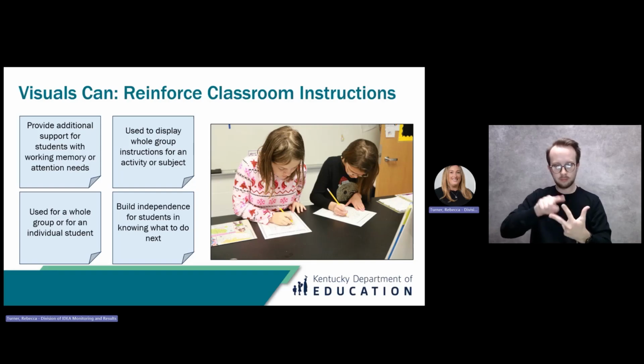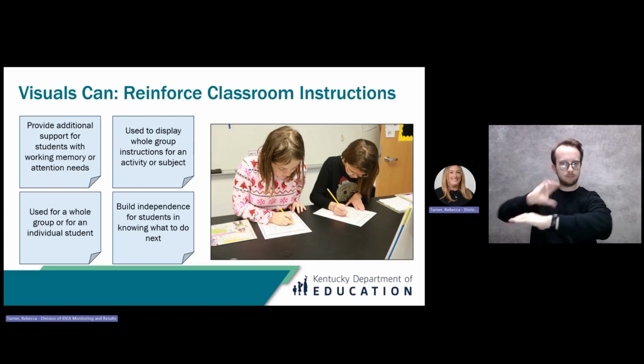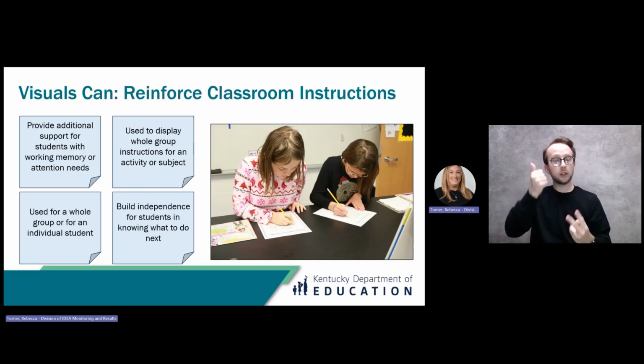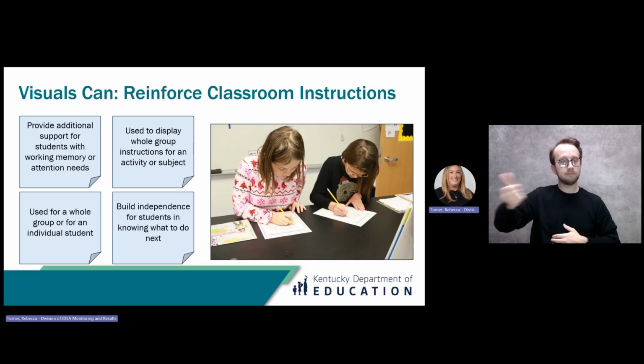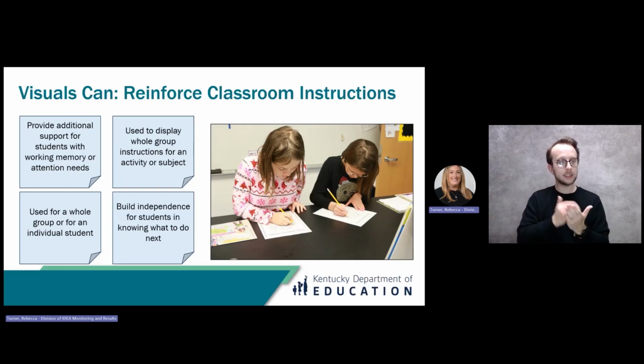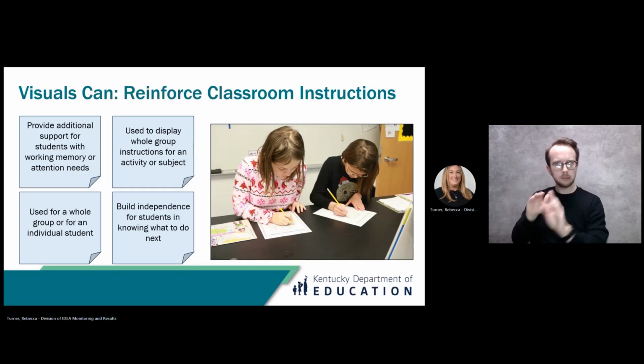Visual supports can be used as a whole group or an individual support on a student's desk. Older students may benefit from having a portable checklist of directions that can be taken to and generalized in each classroom that they go to. Providing visual supports when directions are given builds independence and decreases students relying on the teacher to ask what to do next.